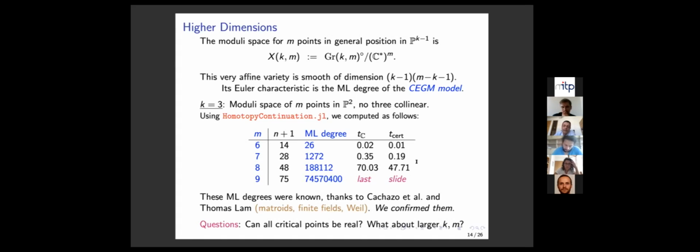So we were not able to do this back in December. We ended at m equals 8. Now, there are many questions. For example, can all the critical points be real? And what about larger k and m? How does this continue? Now, even here, this is very tantalizing. We don't have a fully real set yet. We're short by 16. We have an instance with 1256 real points, but we're still short. So we don't know yet, even this one.